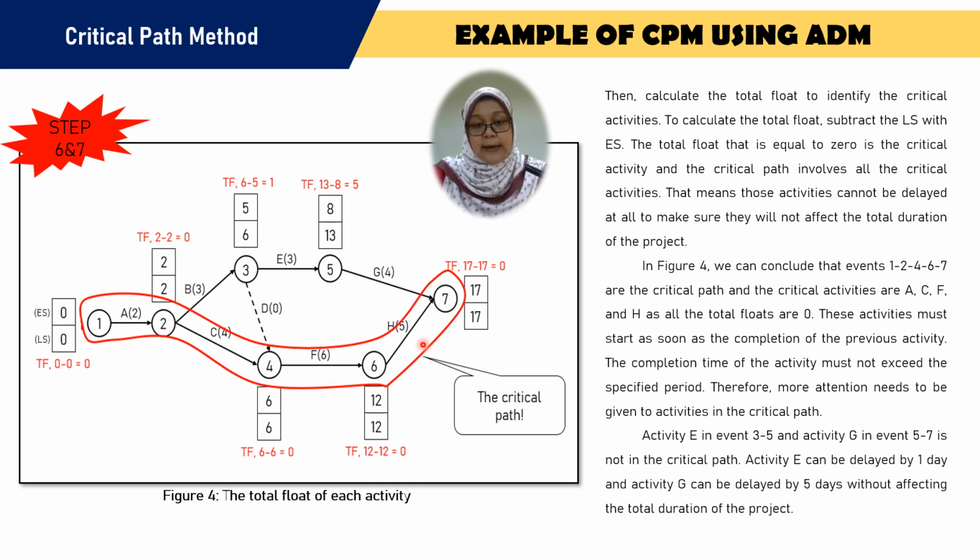activity H. When we go to node 3, we have slack time 1, which means this event can be delayed by 1 day. And for node 5, we have 5 days slack time, which means this event can be delayed by 5 days. So this is the example of CPM using ADM.